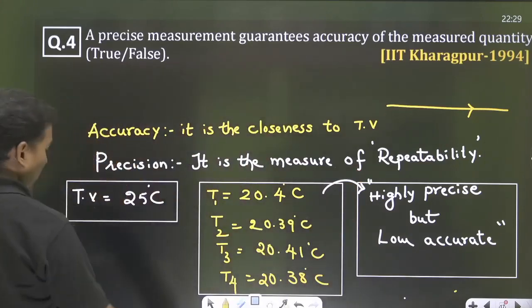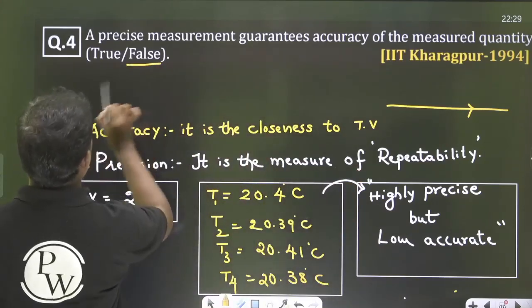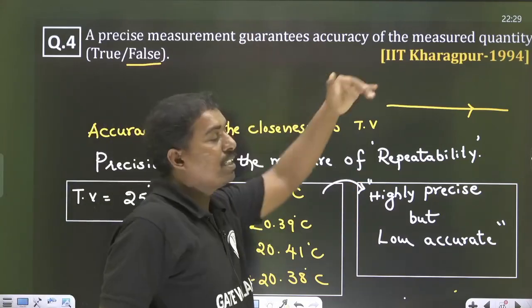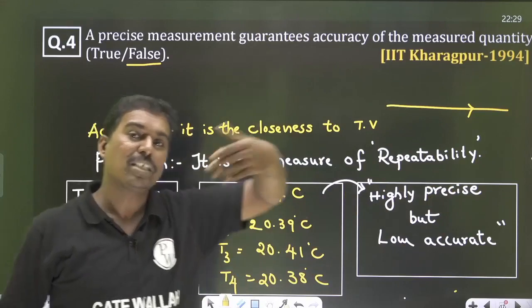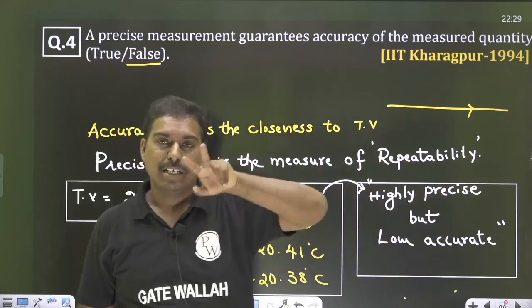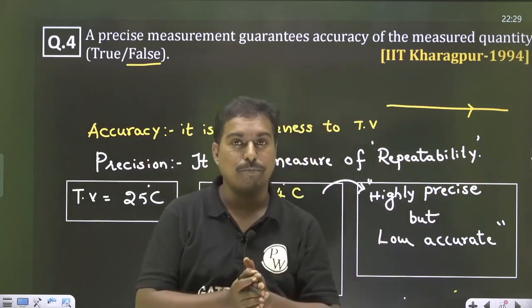So this is a very, very good question. False statement: a precise measurement guarantees accuracy. No, accuracy guarantees precision. Okay, so this is the fundamental difference between accuracy and precision.